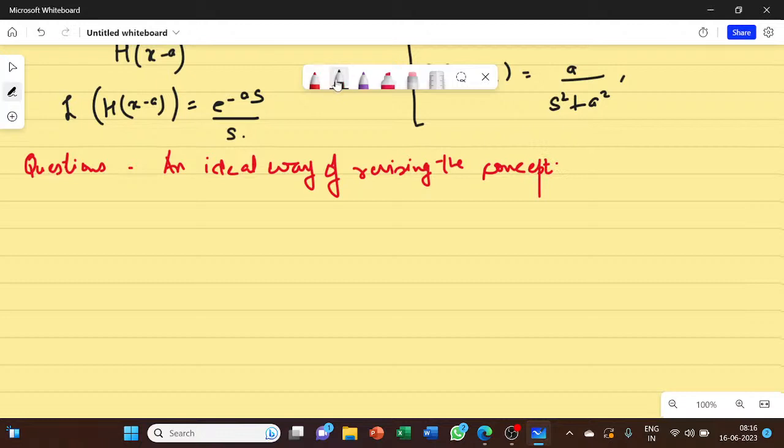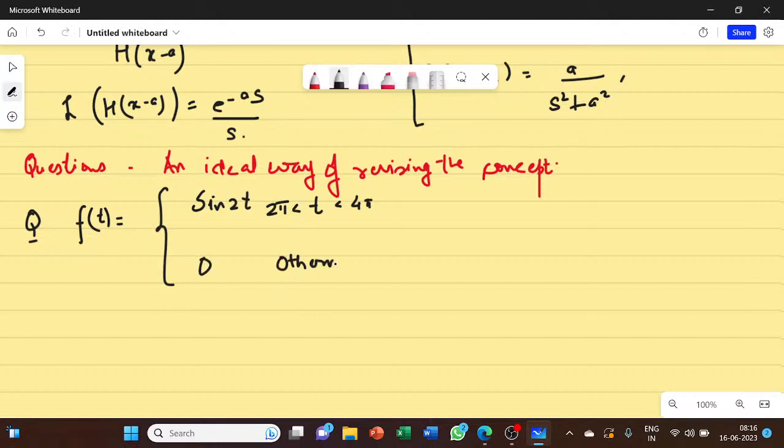Okay, so just try to find me the Laplace transform of this function f(t) given by sin 2t, t lying between 2π to 4π, and 0 otherwise. Just try to do this. I'm giving you a minute, and then we shall see how to do this question.